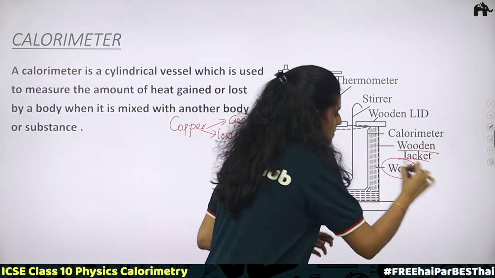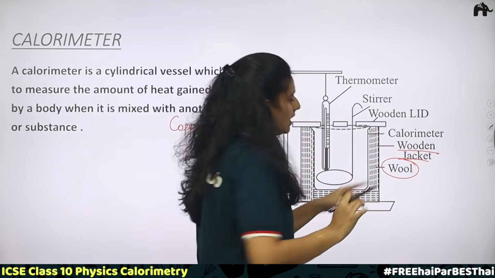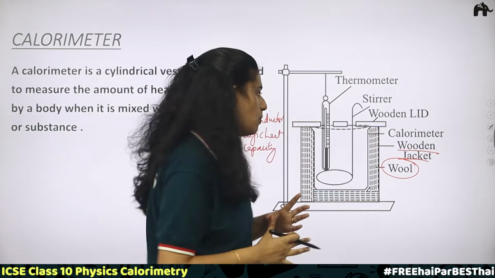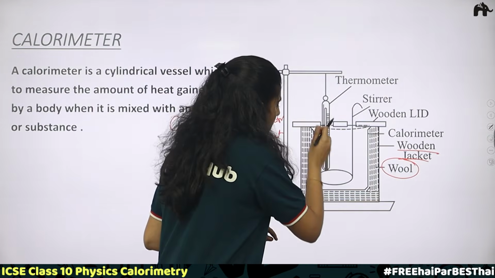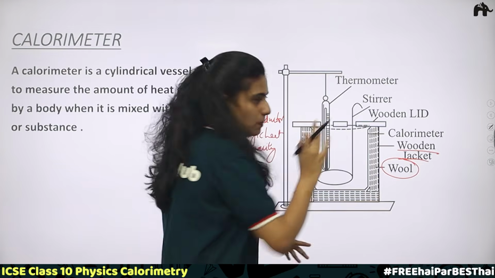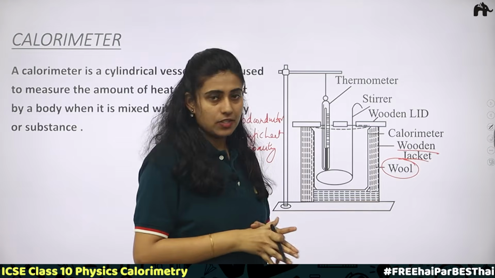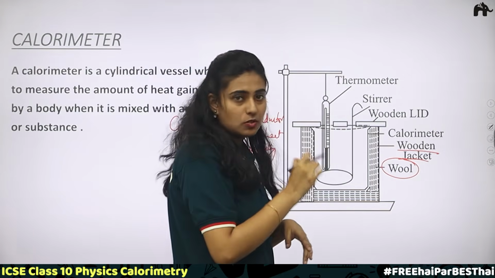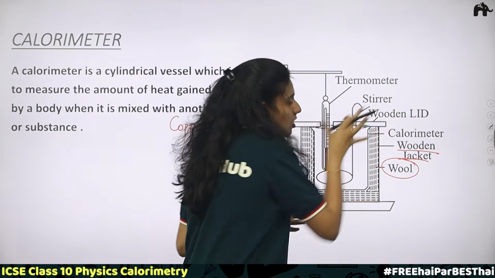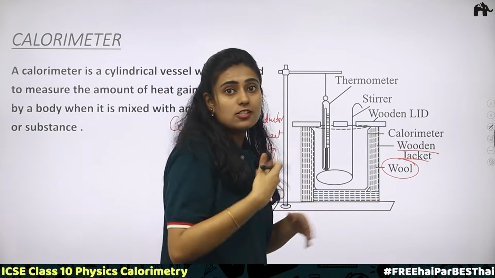Then you will be filling the empty space between the copper vessel and the wooden jacket with wool, or you can use cotton. This is also in order to prevent the escape of heat energy. Here the inner walls and the outer walls of this copper vessel are painted properly. This is done in order to prevent the loss of heat by radiation. Then you will be having a wooden lid. This is again made up of wood because wood is a poor conductor. It does not conduct heat. So the wooden lid is being used in order to prevent loss of heat by convection.